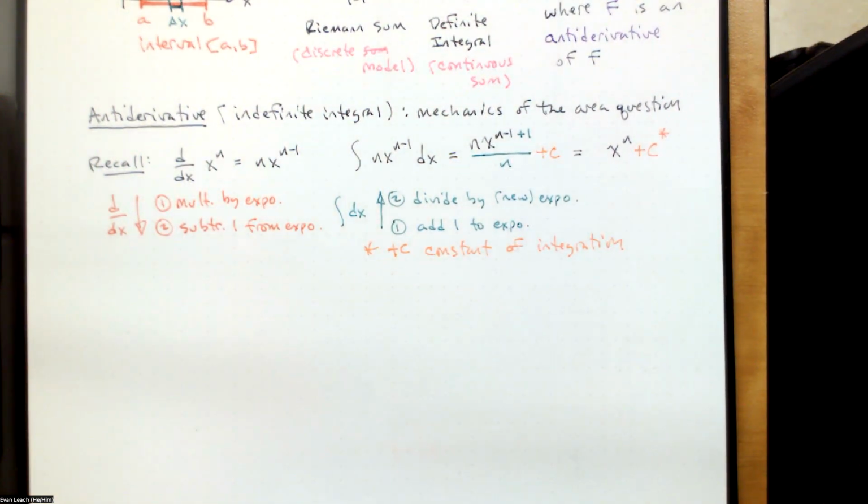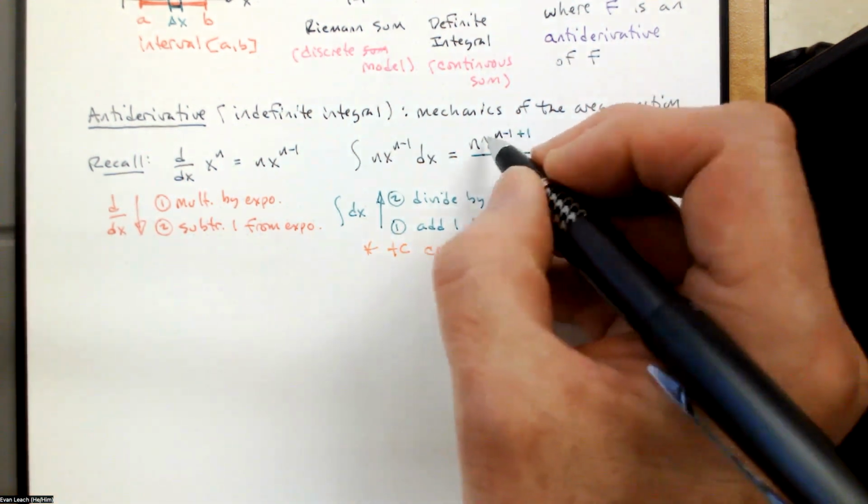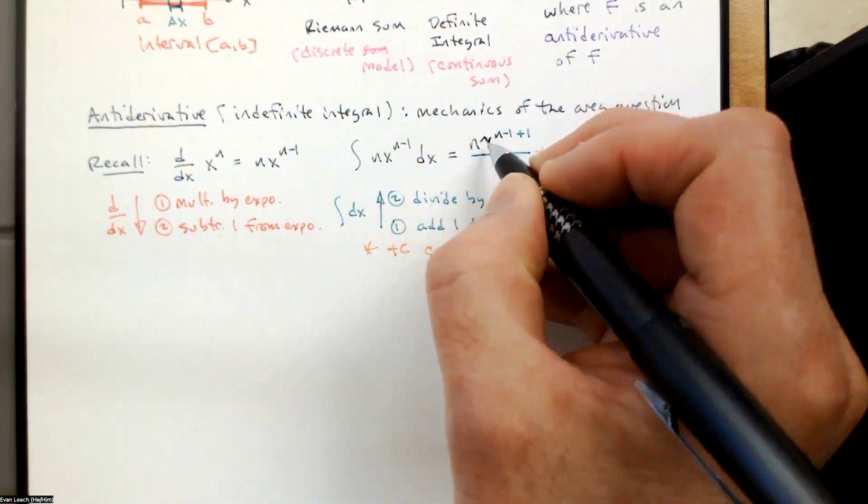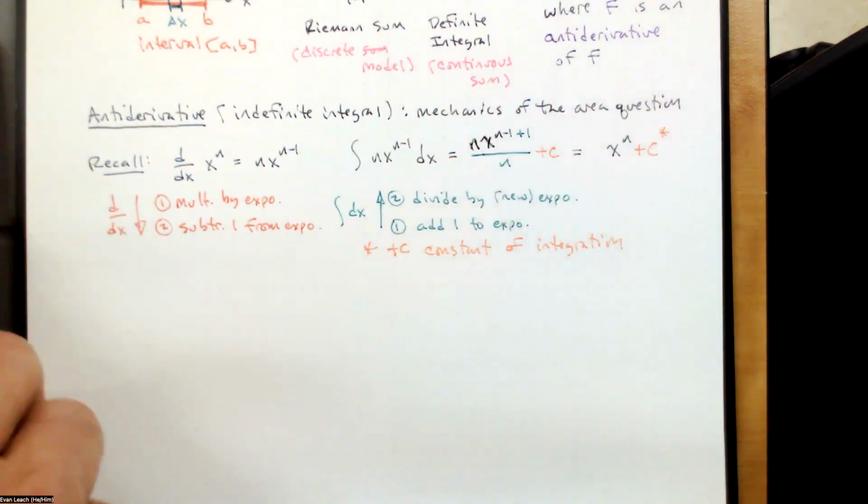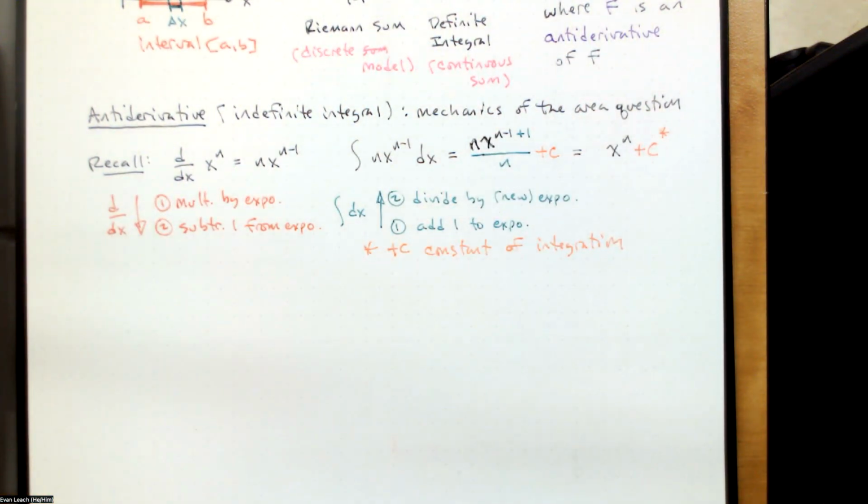So don't forget to add a plus c, because the derivative of that constant is equal to 0. Add 1 to the exponent, divide by the new exponent. Now this is what it looks like if we just directly turn nx to the n minus 1 back into x to the n.